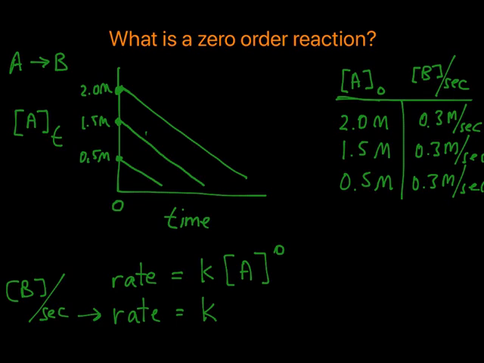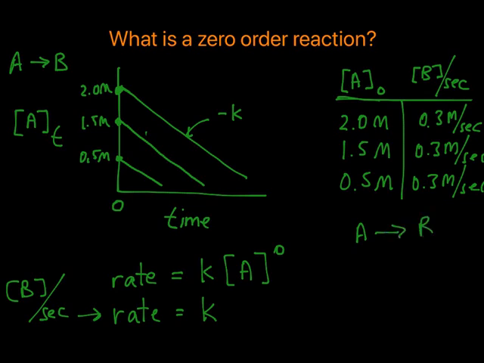Okay, as you can see, they all have the same slope. Well, that slope is your rate constant, negative K. Okay, just to make it clear, since the production of B is a constant, the consumption of A is also a constant.